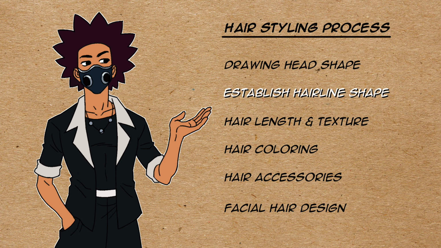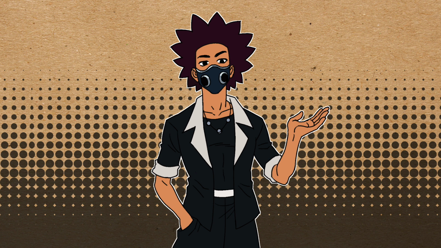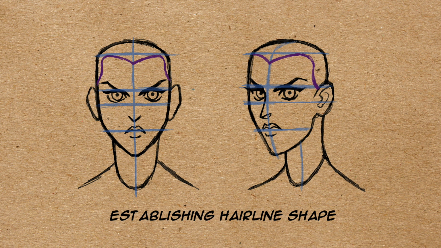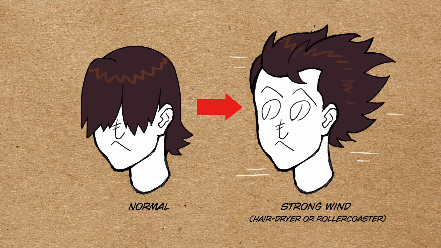Step number 2, establish hairline shape. Usually, masculine characters tend to have hairlines with sharper edges, while feminine characters tend to have more rounded hairlines. And just to be clear, when I say masculine or feminine, I'm simply referring to the personality traits you associate your character to, not necessarily gender. Regardless of short hair, long hair, half shaved, or whatever else, the hairline is the starting point of the hairstyle. Some examples of hairline types include M-shaped, widow's peak, rounded, and etc. Some hairstyles like bangs will cover the hairline, though it's still important to draw it down regardless since hair is a light substance that flows in the wind.